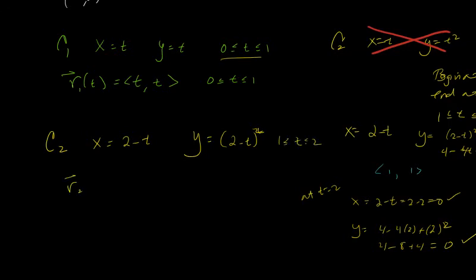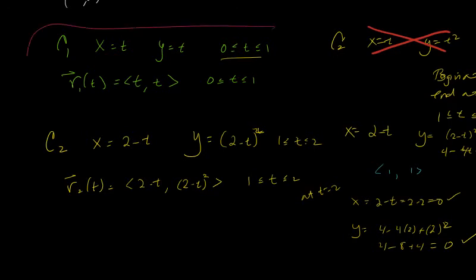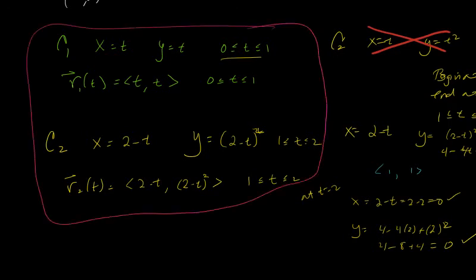Then our r2 of t is equal to 2 minus t in the x direction, and 2 minus t squared in the y direction. And again, 1 is between 0 and 2, good, so t is between 1 and 2. Okay, so here are our parameterizations, here and here. This does require a little bit of side work, but we got it. No big deal.